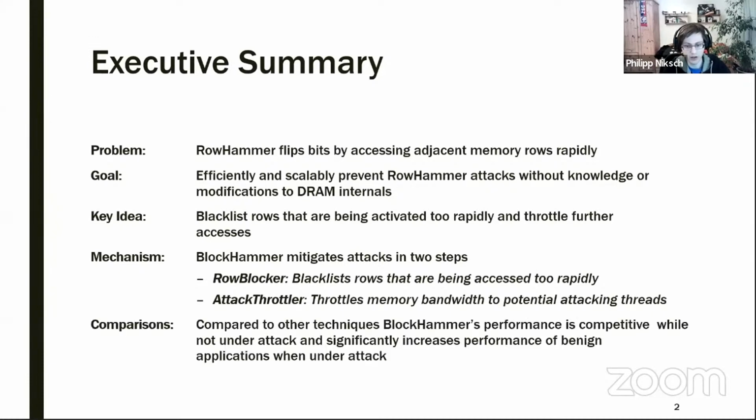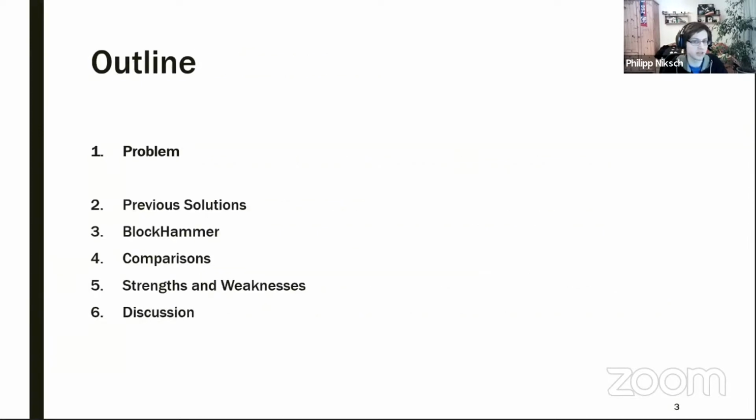The paper evaluated the performance of BlockHammer compared to other RowHammer defenses, and it found that while the system is not under attack, the performance is competitive to the alternatives. Furthermore, while a RowHammer attack is occurring, the performance increases significantly compared to other mitigation techniques. So this is the outline of my presentation, and we will jump right into the problem.